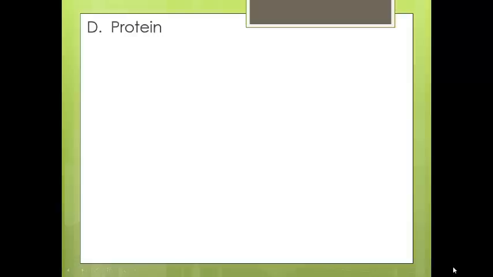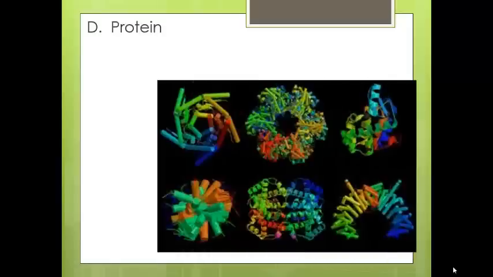In this video we're going to be looking at proteins. This is another one of our macromolecule examples. You can see from the picture that proteins come in a wide variety of shapes and sizes, and they bond differently. There's a lot of creativity when it comes to proteins.